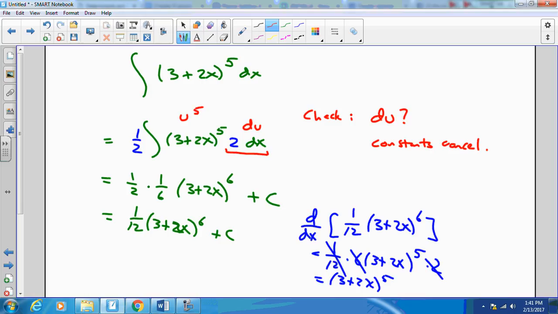So here's one way to think about it. What I'm really doing is taking chain rule backwards. Because the derivative of f of g of x is f prime of g times g prime of x. Therefore, when I integrate this whole form, f prime of g times g prime of x, I get f of g. And that's what I did right here. Here's my f of g, here's my g prime, I get f of g.